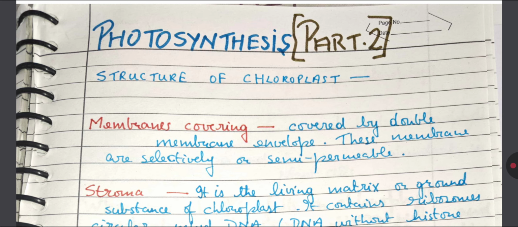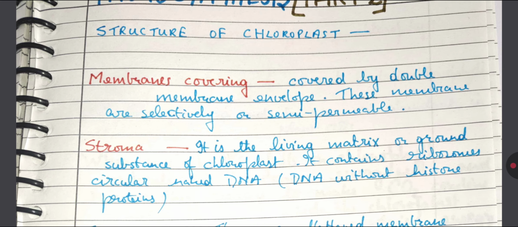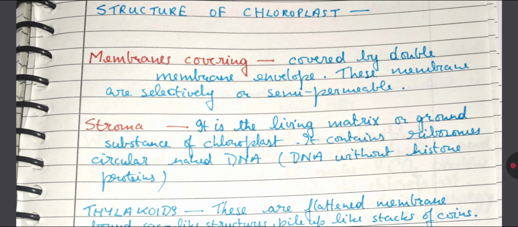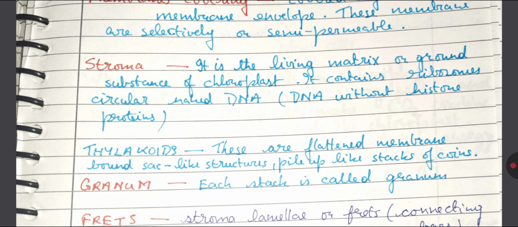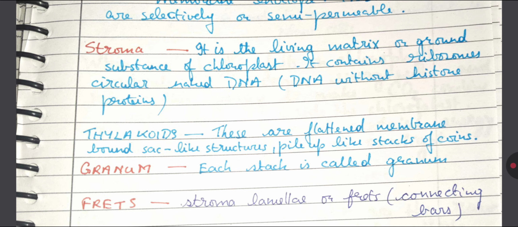The structure of chloroplast. Membranes covered by double membrane envelope. These membranes are selectively or semi-permeable. We have studied this before in the previous video, so I'm just continuing. Stroma. It is the living matrix or ground substance of chloroplast. It contains ribosomes, circular naked DNA, that is DNA without histone proteins.